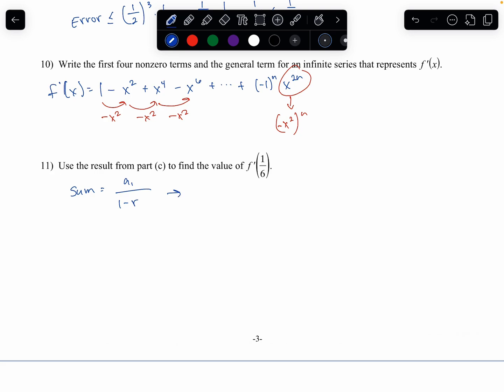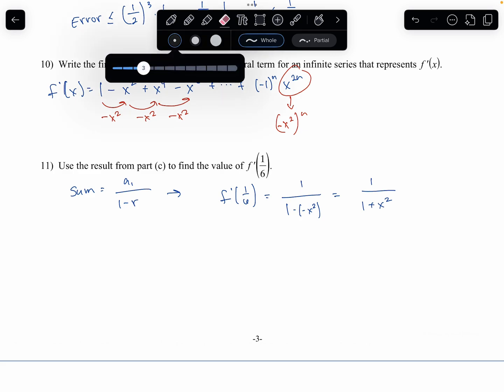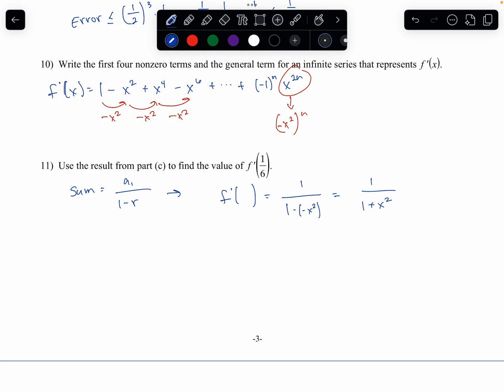And so in our case, we use the result. We're going to say that f prime of x is going to be equal to the first term of our series, which is 1, over 1 minus negative x squared. So that's equal to 1 over 1 plus x squared. And yeah, I think we'd be good in just leaving it right there. Oh, whoops, sorry. That's not good notation right there. I'll say f prime of x is equal to that right there.